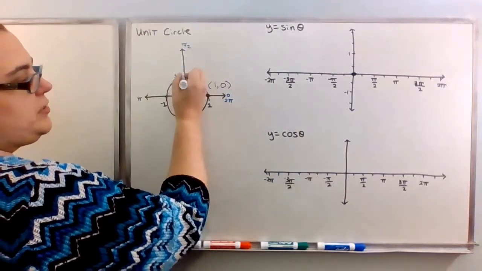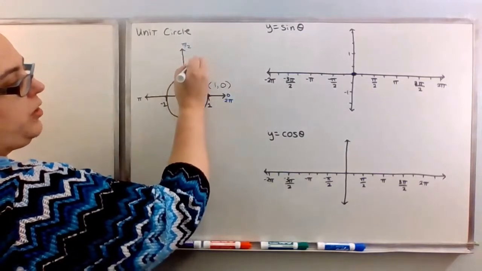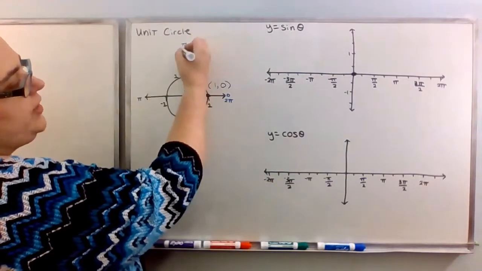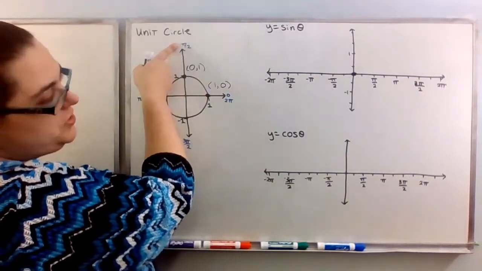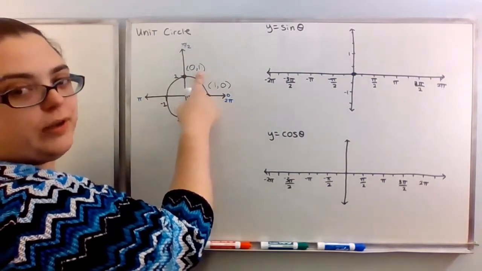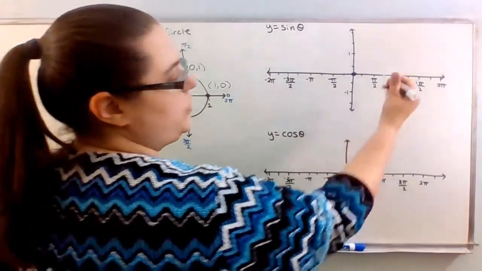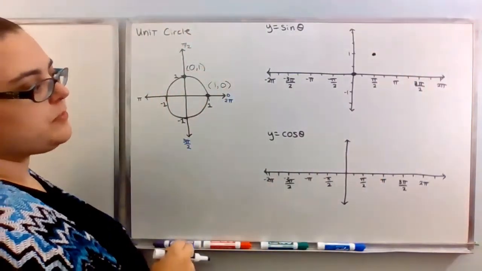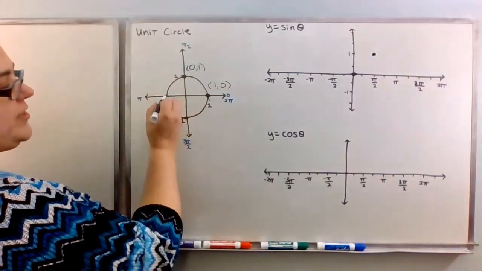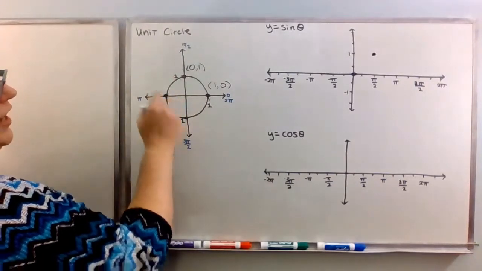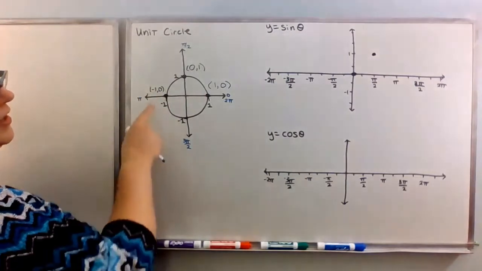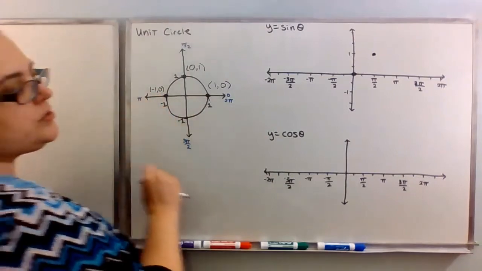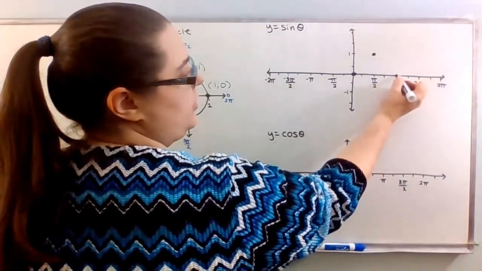Then as I move up to this next point here, this point has the coordinates 0, 1. This means that when my angle is pi over 2, the sine function is going to give me 1. Then as I move around, I'm going to come to this nice point here. This point has the coordinates -1, 0. So this is an angle of pi, and its corresponding sine is 0. When the angle is pi, the sine value is 0.